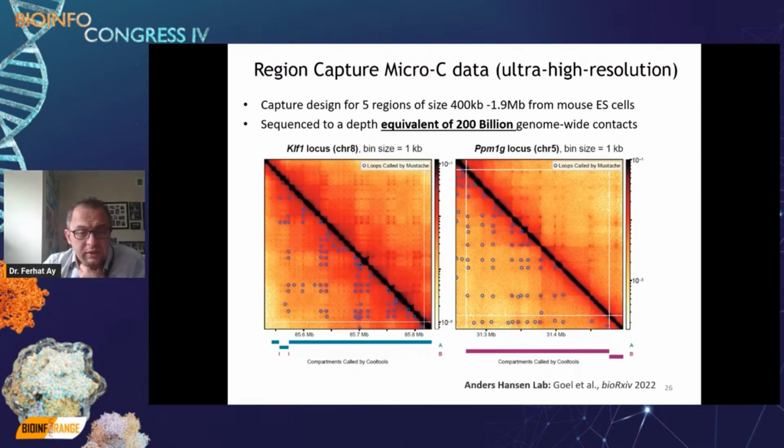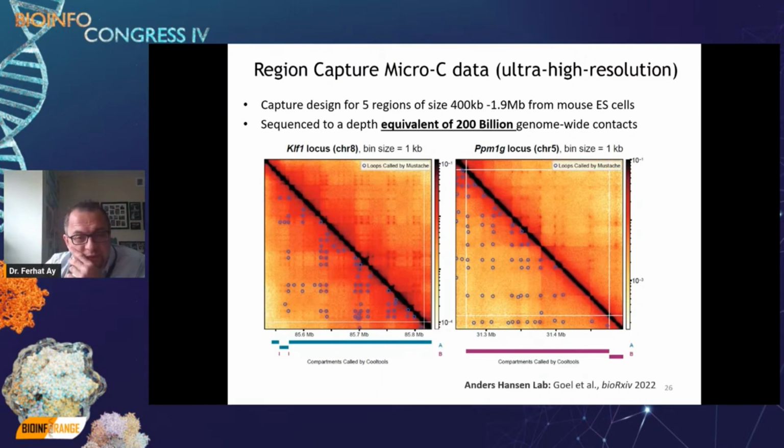There again, they came up with this region capture version of Micro-C. So instead of sequencing the whole genome, they are capturing a region of their interest, and they sequenced it in a way that, if you had done it genome-wide, it would be 200 billion reads, right? I don't know if I should put a price on this, but this would be, let's say, almost $1 million if you did it genome-wide for one cell type, one condition.